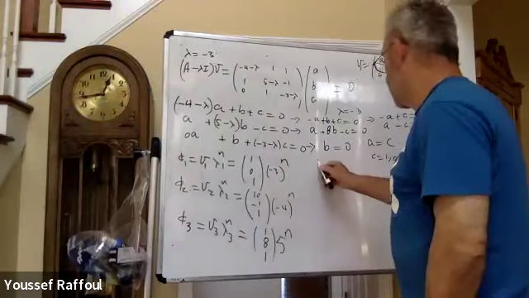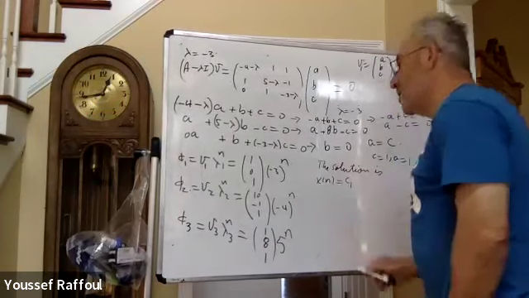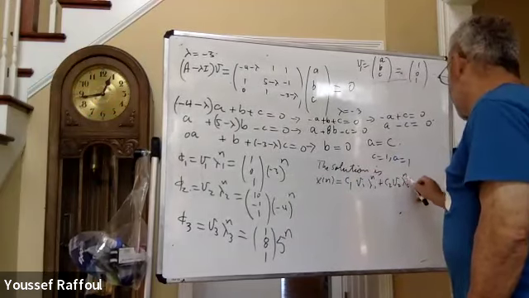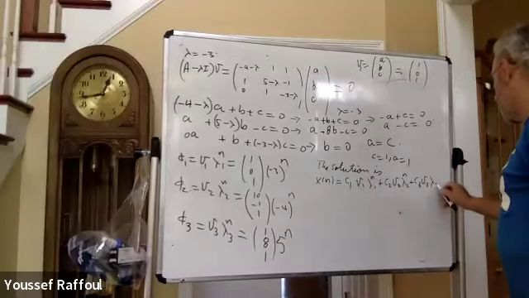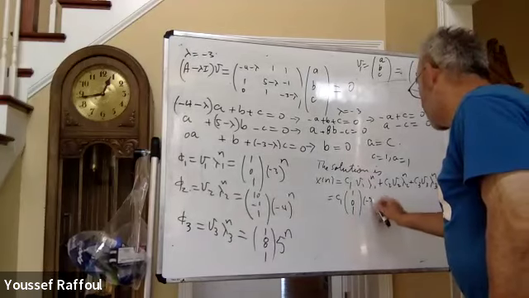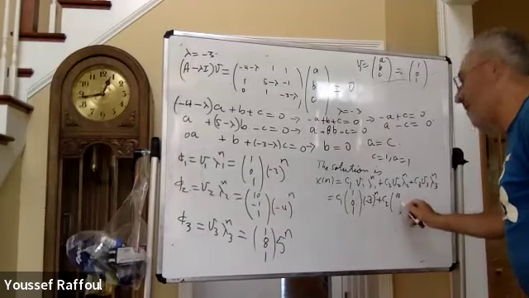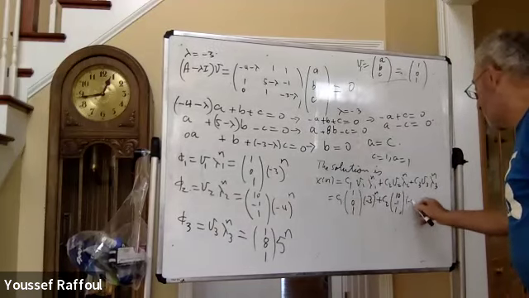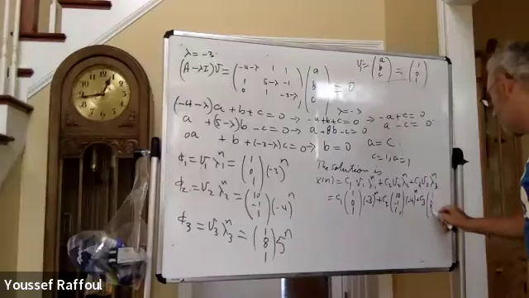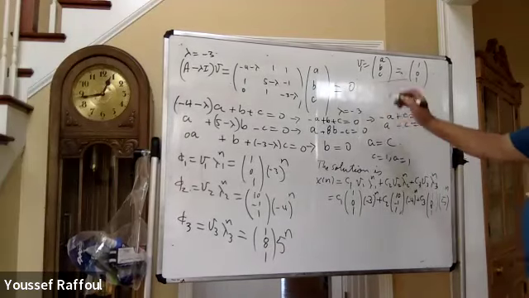So the solution is xn equals C1 V1 lambda 1 to the n plus C2 V2 lambda 2 to the n plus C3 V3 lambda 3 to power n, and that is C1 (1, 0, 1) times -3 to power n plus C2 (1, 0, -1) times -4 to power n plus C3 (1, 8, 1) times 5 to power n. That is your solution.